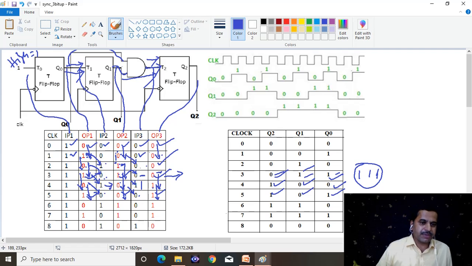Now after the end of the fifth clock cycle, the output of the first one will become the input to the second, and the AND of the first and second will become the input to the third. Now we have to evaluate here. The output of the first will become input to the second, the product of this 1 into 0, that is 0, to the third.